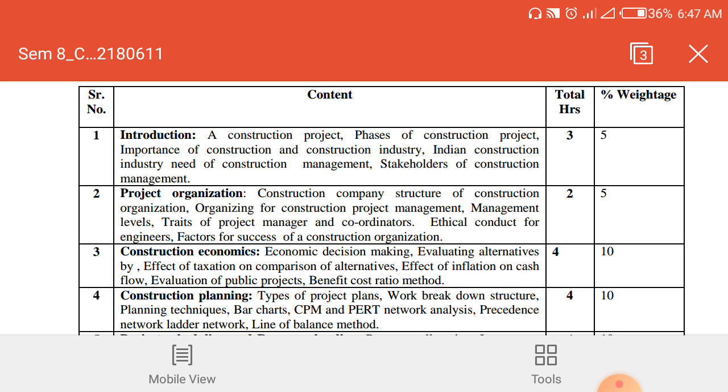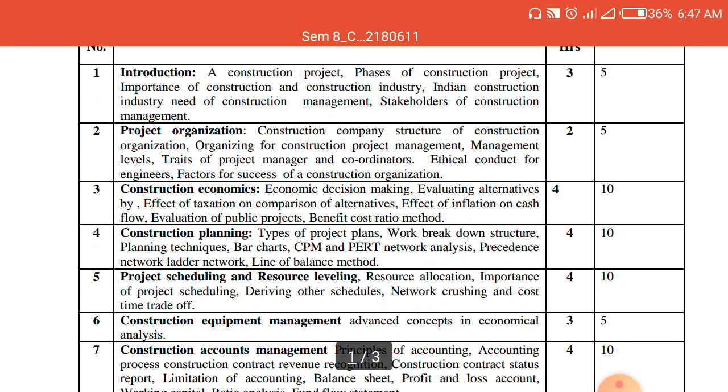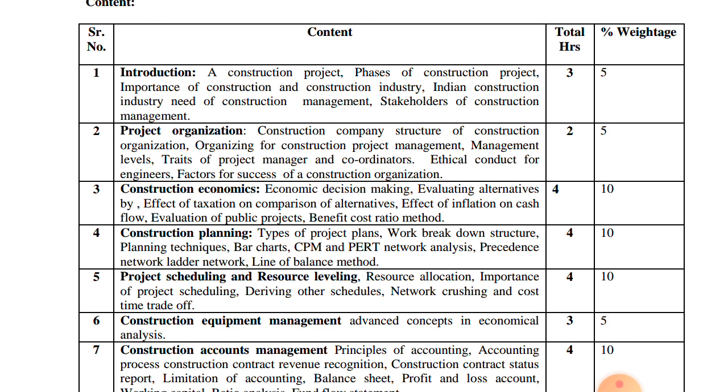In the GTU examination, always one question of 7 marks is asked, and the phases of a construction project is the most important topic. Now next, chapter number 2. Chapter number 2 is project organization.